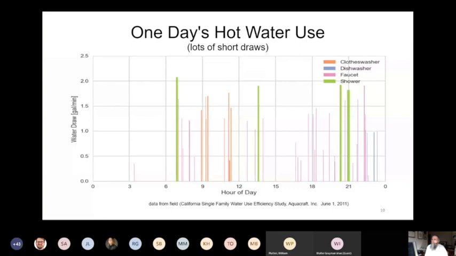However, 1 day's worth of hot water, and I'm sure Miriam will talk about this as well, it's lots of short draws. This is actually a high use day. They took 4 showers, used the dishwasher, used the clothes washer a couple times, no baths, lots and lots of faucet use. So this is actually a heavy day, but you can see even on a heavy day, even on the peak period, either at the end of the day or the beginning of the day, there's still lots of stagnant time. Next slide.